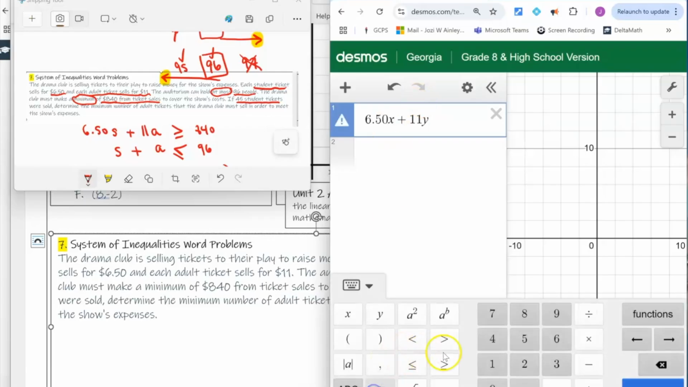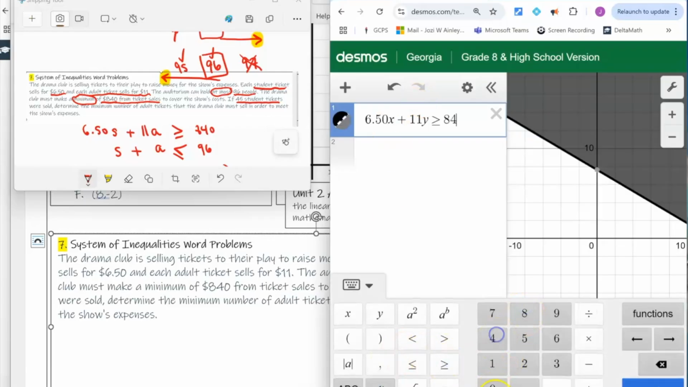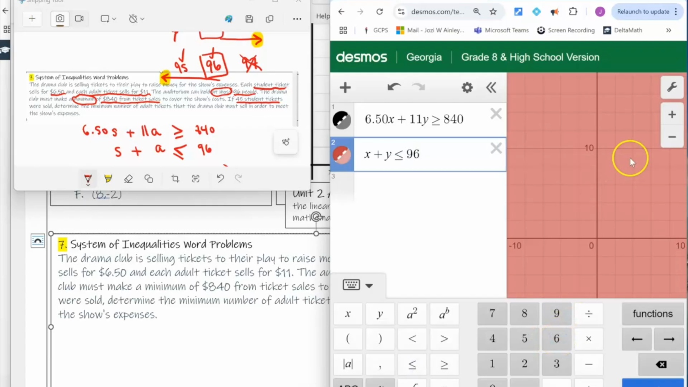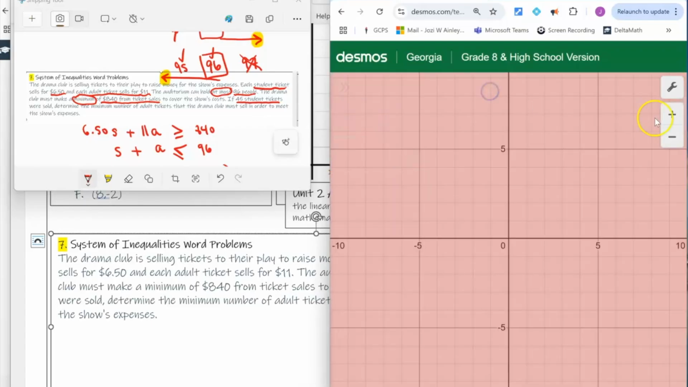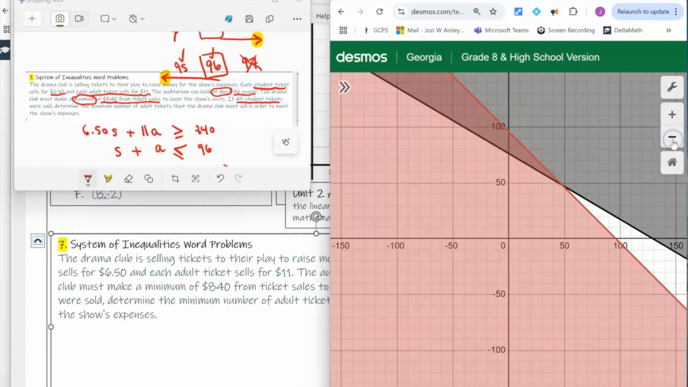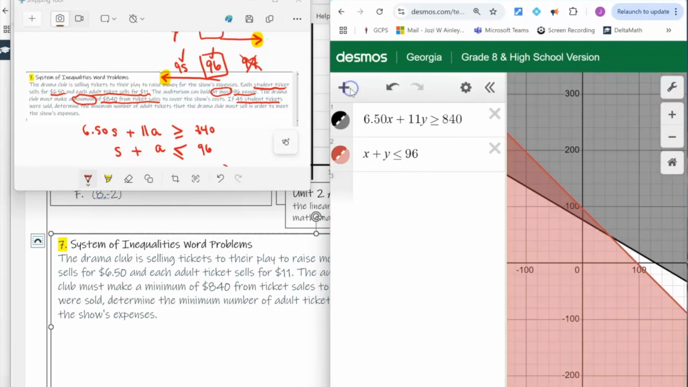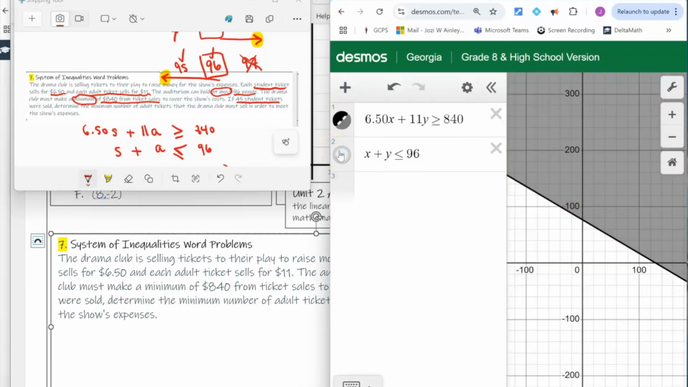All right, so type it in: is greater than or equal to 840. So boom, there's my first inequality. The second one, x plus y is less than or equal to 96. Boom, that's my next one. All right, we're going to hide this for a quick second. I need to know where the solution is, which means where does it overlap? Where does the black overlap with the red?